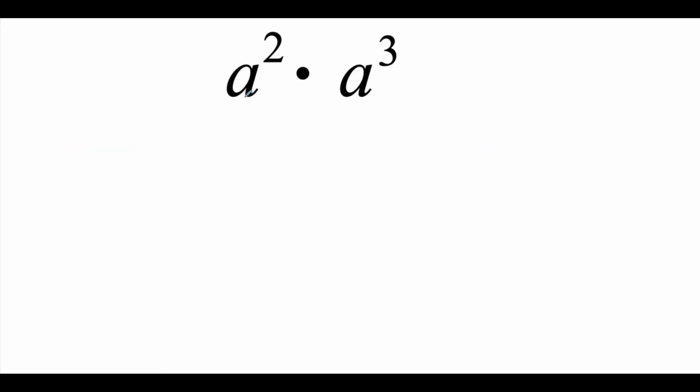So if we want to look at something like a squared times a cubed, let's use what we just talked about. A squared really means that we're taking a times a, and then we're going to multiply that by a cubed, which means a times a times a. So what we've really got happening in here is 5 different a's being multiplied together. And using what we know about exponents, since we have 5 of the exact same thing being multiplied together, we could write that as a to the 5th power.